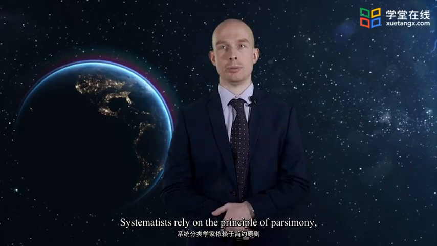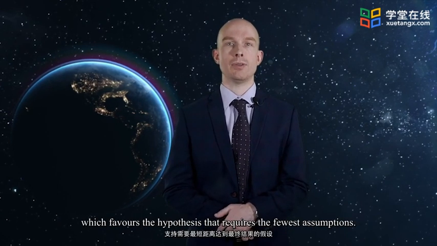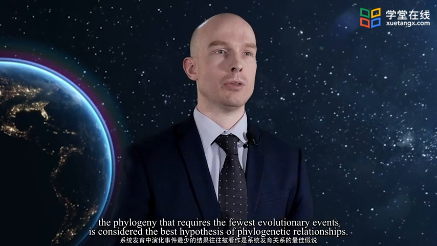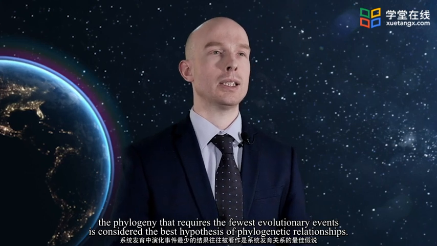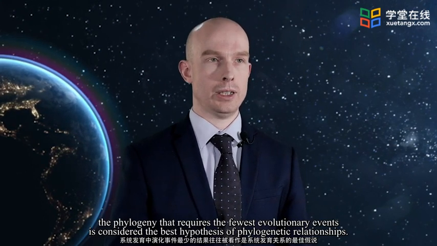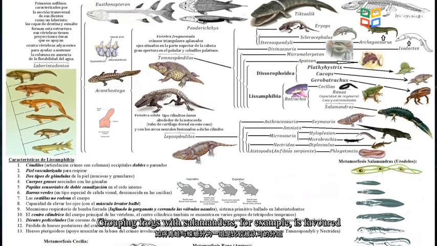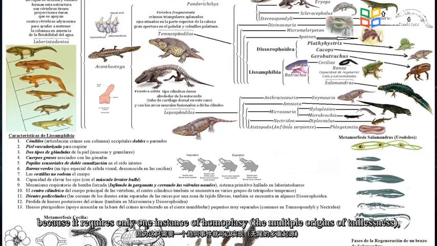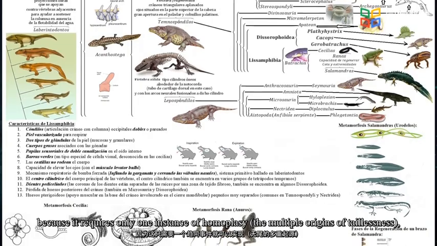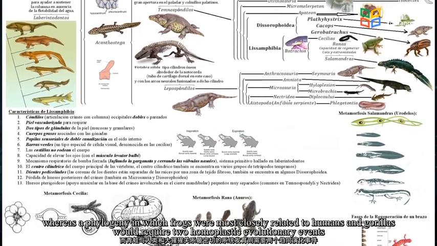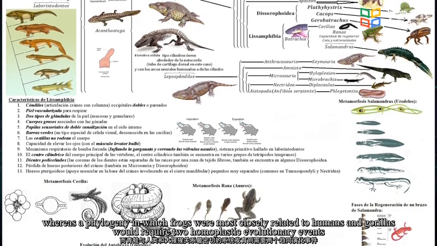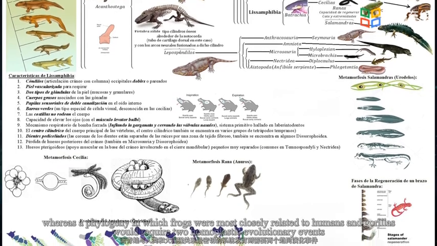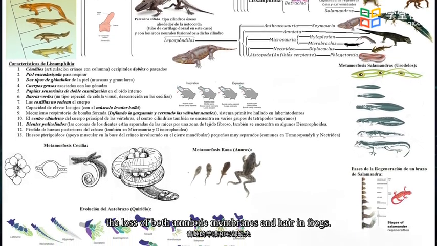Systematists rely on the principle of parsimony, which favors the hypothesis that requires the fewest assumptions. As a result, the phylogeny that requires the fewest evolutionary events is considered the best hypothesis of phylogenetic relationships. Grouping frogs with salamanders, for example, is favored because it requires only one instance of homoplasy, the multiple origins of taillessness. Whereas a phylogeny in which frogs were most closely related to humans and gorillas would require two homoplastic evolutionary events, the loss of both amniotic membranes and hair in frogs.